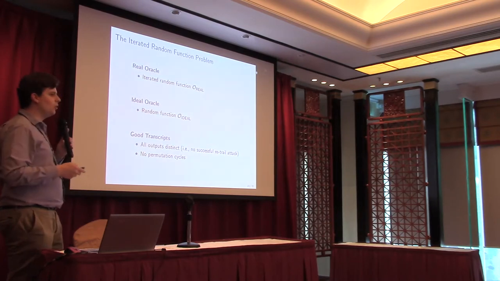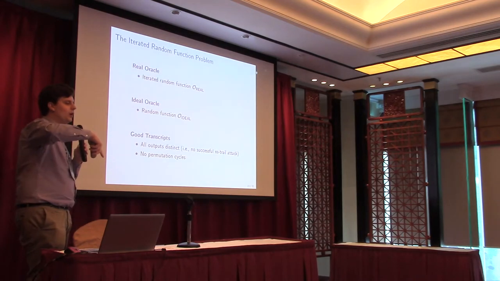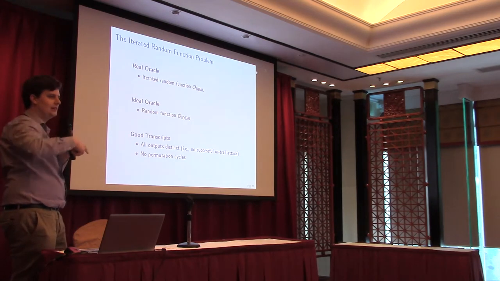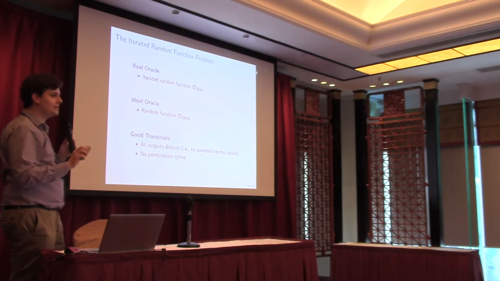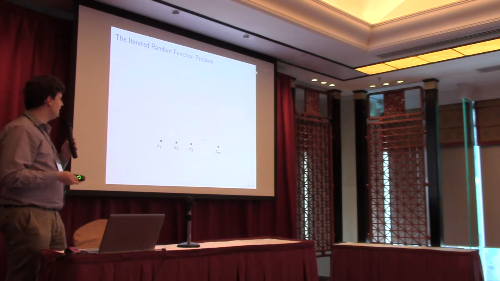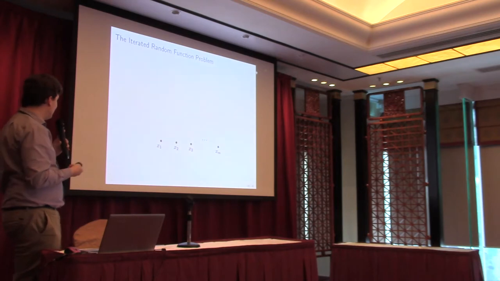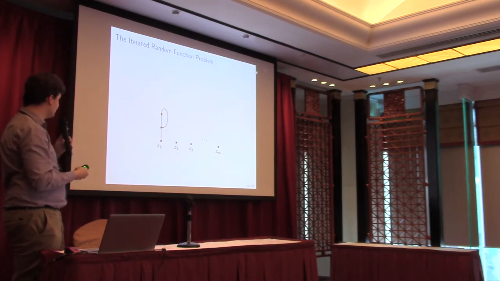And also that there are no permutation cycles. So a permutation cycle means that when you are going to start from a certain trail, that you end up at the starting point again, that you have a cycle going back to the initial point. So these two things must be satisfied to have a good transcript. So let's see what that means in practice. Here we have some transcript that we found with M starting points. And we start, at this moment we see that we have a collision, so this is not a good transcript.